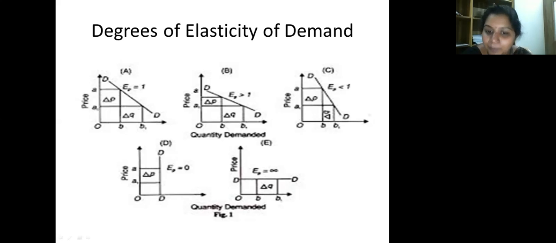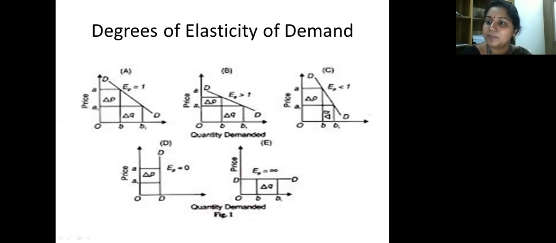Here the price is actually not changing at all, only a small, negligible change, but the quantity demanded changes from OQ to OQ1. So this is a horizontal line. Other than these two concepts, relative changes are there. What is relative? Even a 20% change in price brings a 40% change in quantity demanded. Then it is relatively elastic. A small change in price is bringing a more than proportionate change in the quantity demanded.